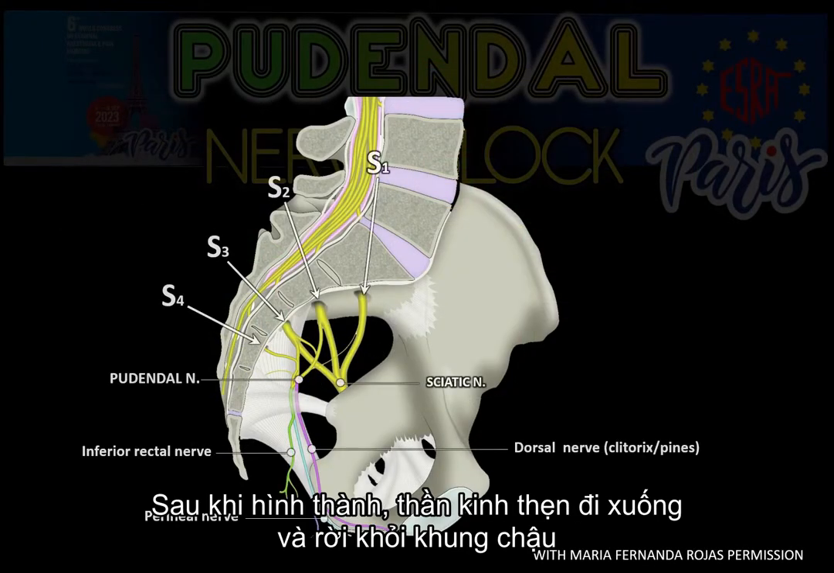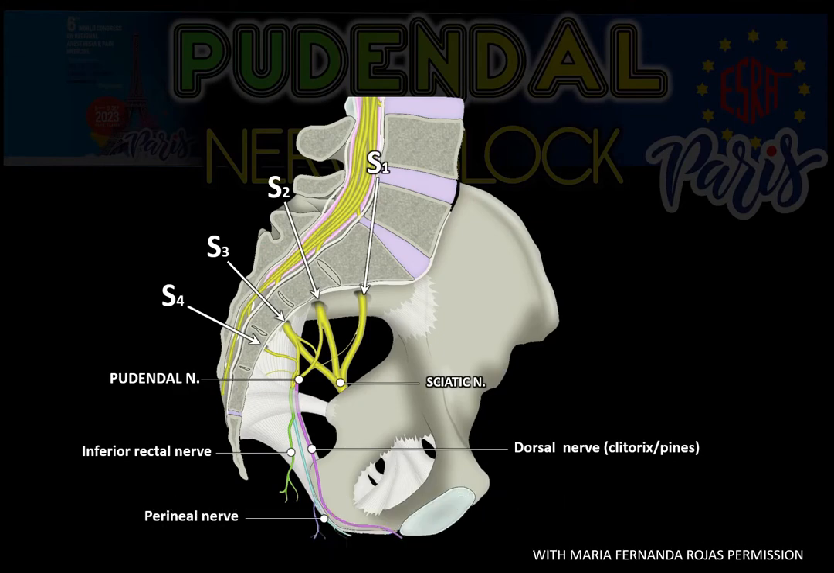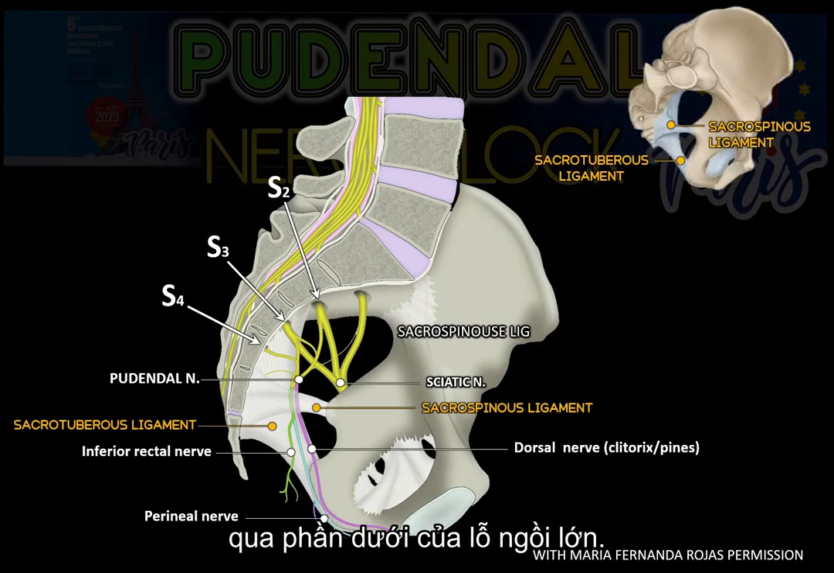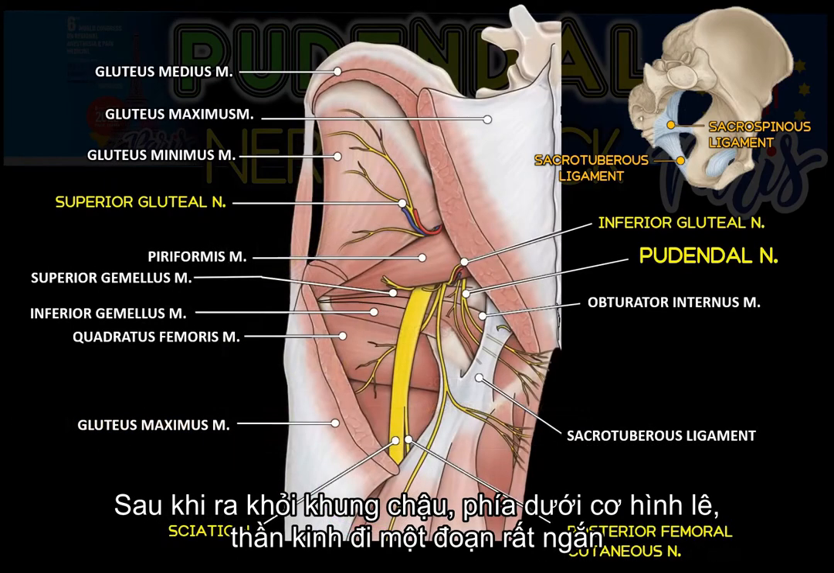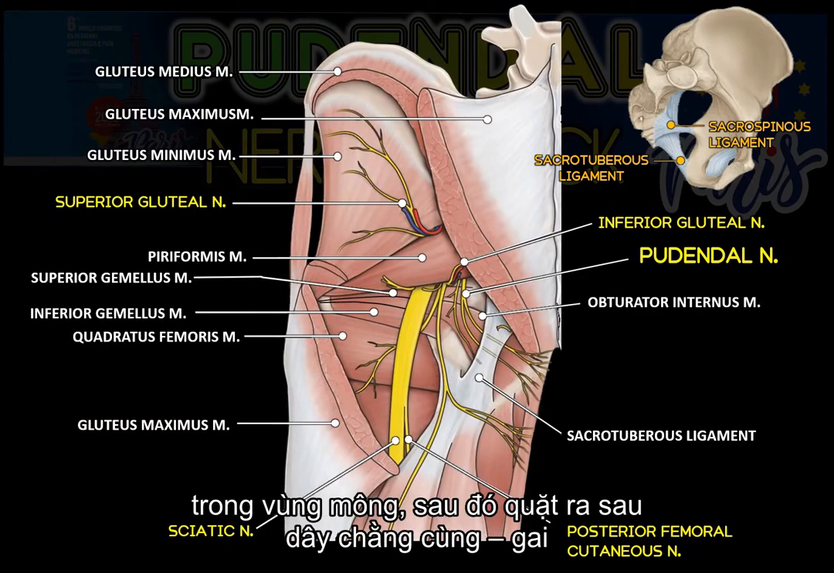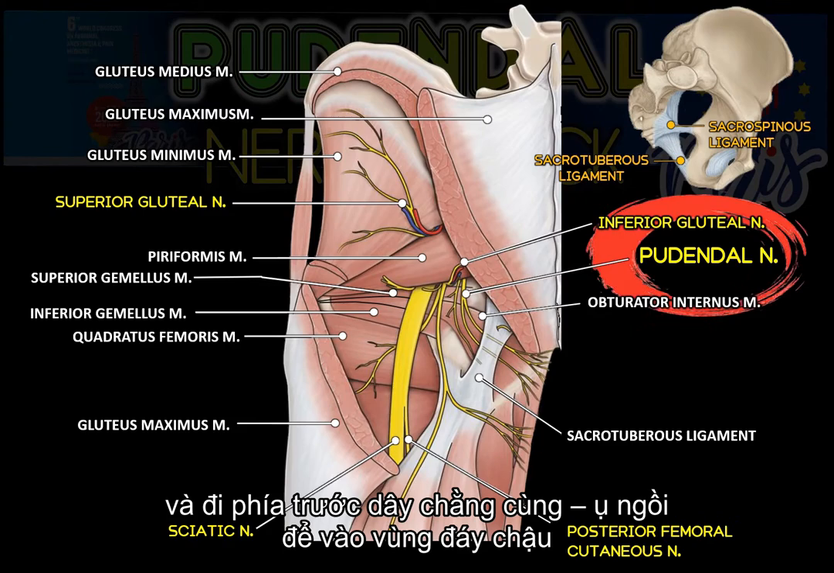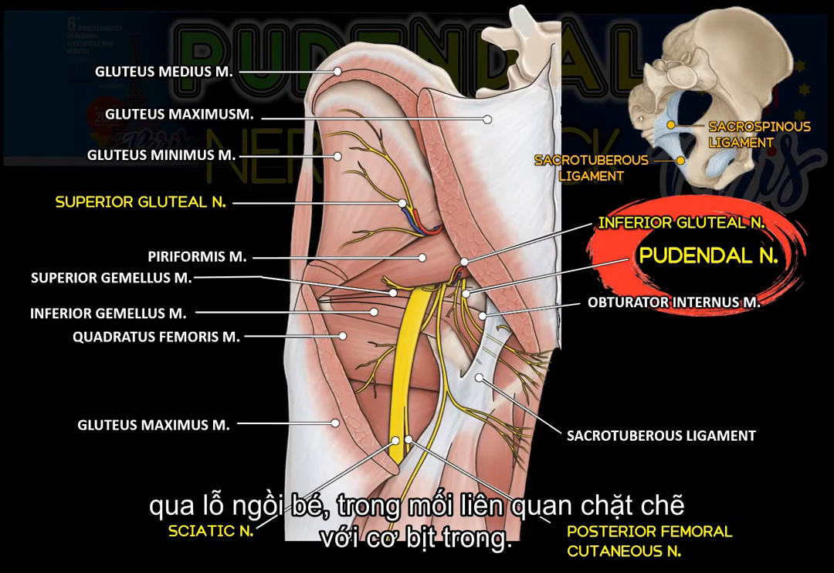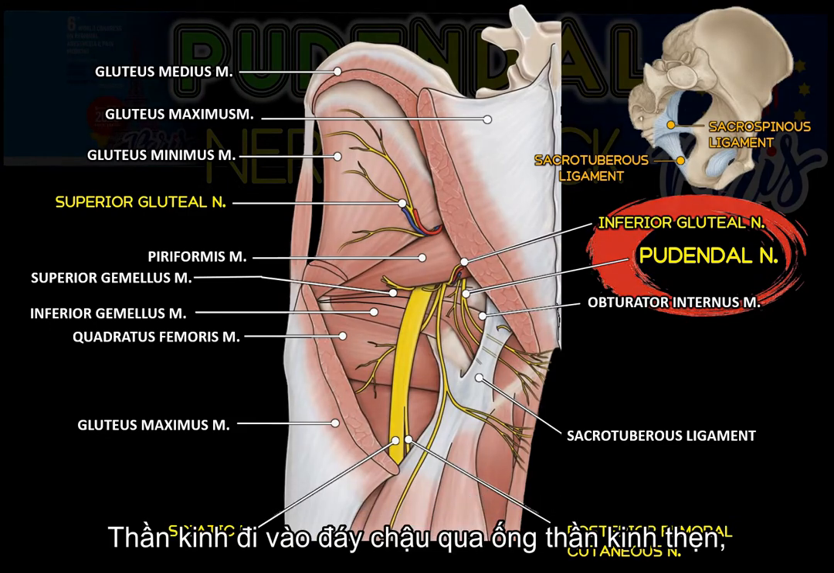After its formation, the pudendal nerve descends and leaves the pelvis through the lower part of the greater sciatic foramen. Once the nerve exits the pelvis, inferior to the piriformis muscle, it courses for a very short distance within the gluteal region, where it bends around the dorsal aspect of the sacrospinous ligament and ventral to the sacrotuberous ligament to enter the perineum through the lesser sciatic foramen in close relation with the obturator internus muscle.